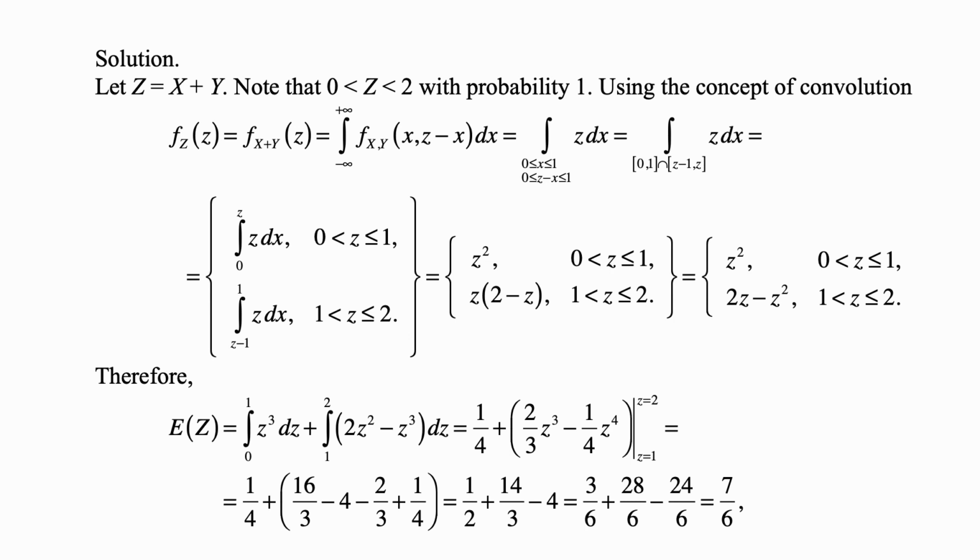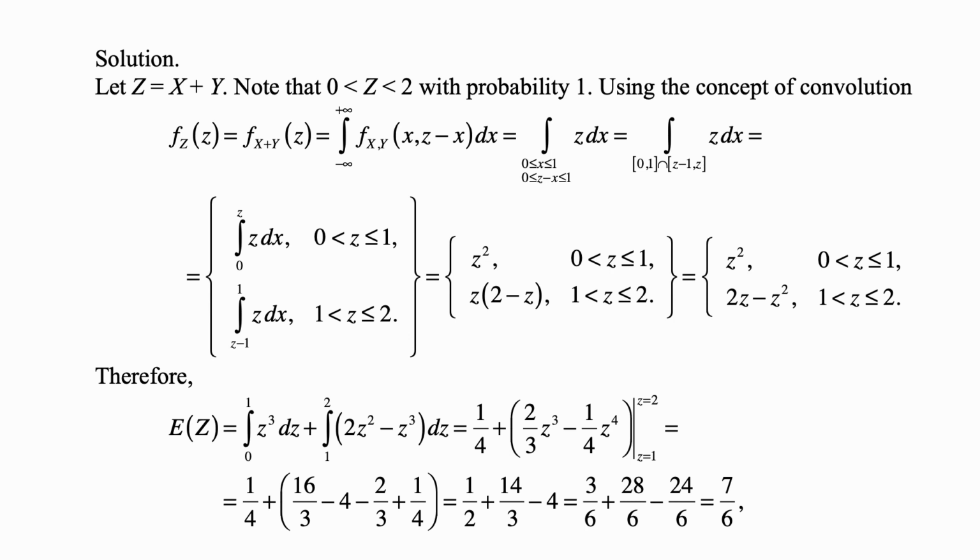So z times z is z squared for z between 0 and 1, and then z times 2 minus z, which is the length of the interval from z minus 1 to 1, when z is between 1 and 2. Okay, so we end up with z squared for z between 0 and 1, and 2z minus z squared for z between 1 and 2.